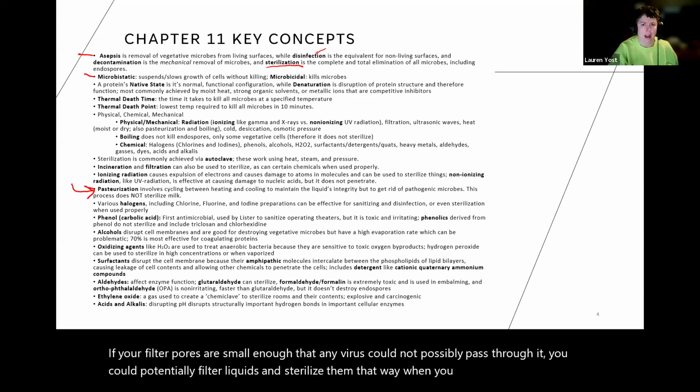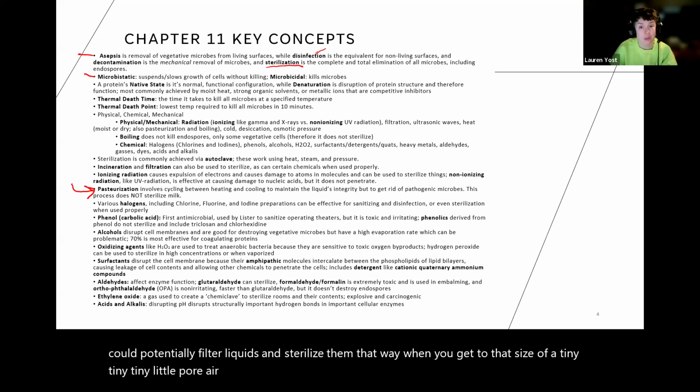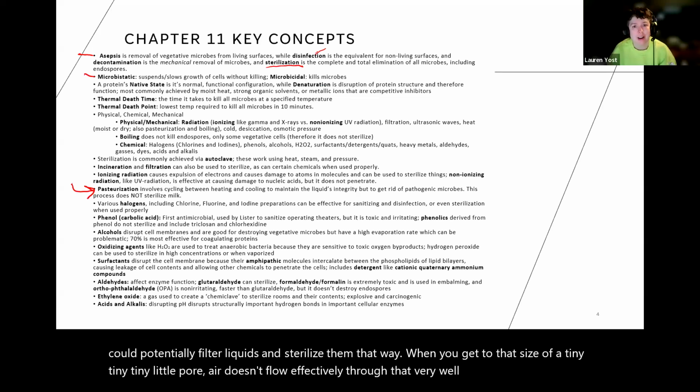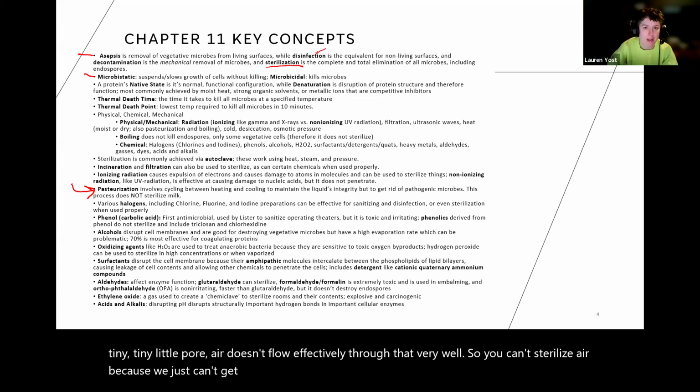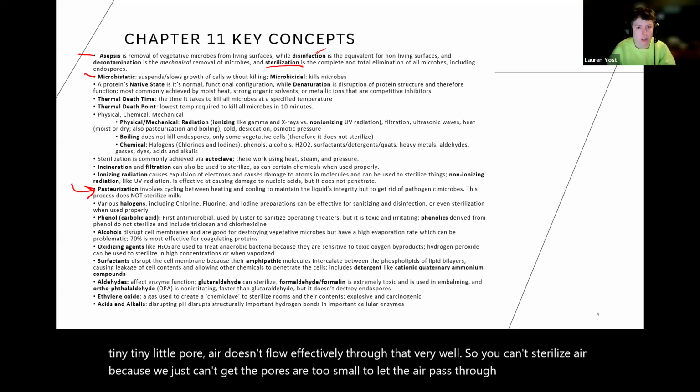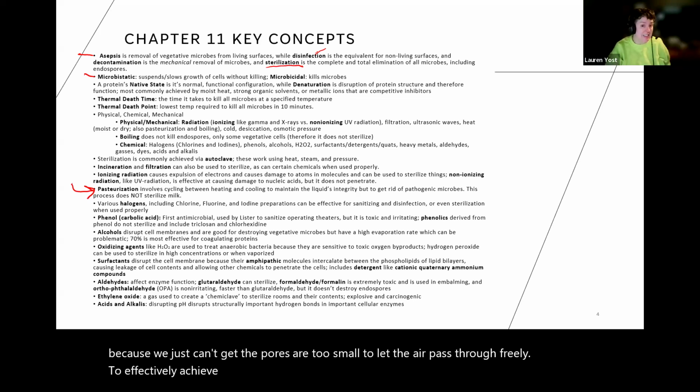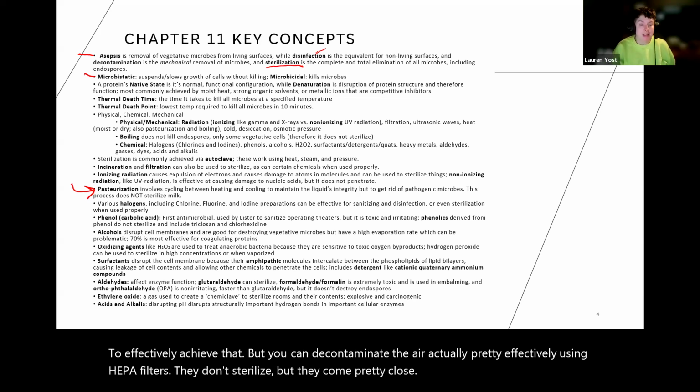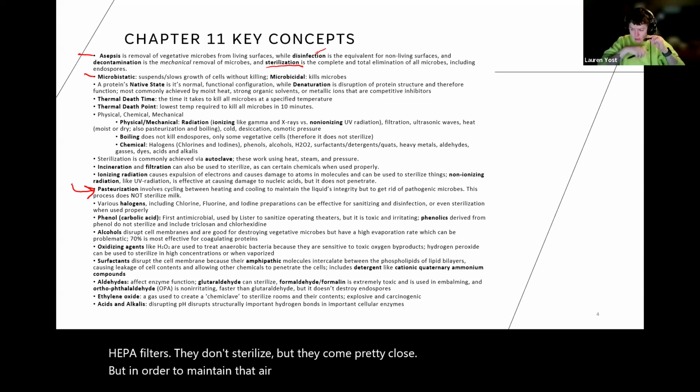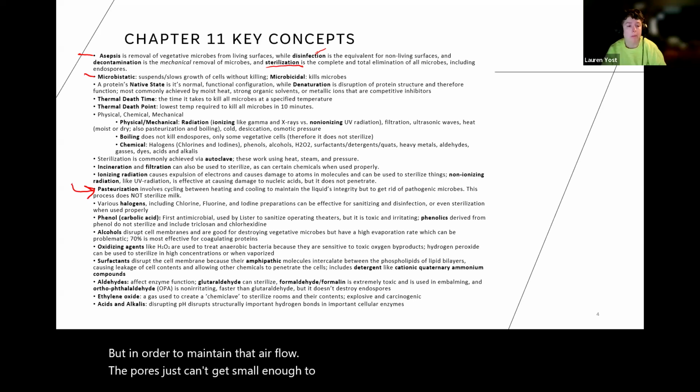When you get to that size of a tiny little pore, air doesn't flow through very well. So you can't sterilize air because the pores are too small to let the air pass through freely. But you can decontaminate the air pretty effectively using HEPA filters. They don't sterilize, but they come pretty close. But in order to maintain that airflow, the pores just can't get small enough to eliminate everything.